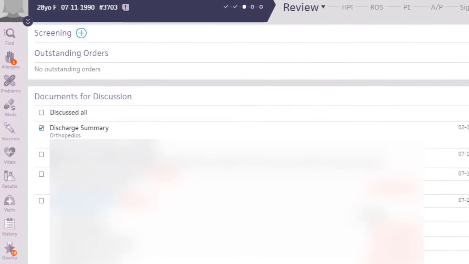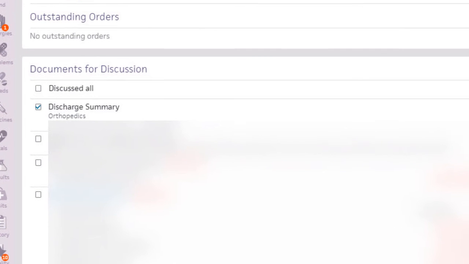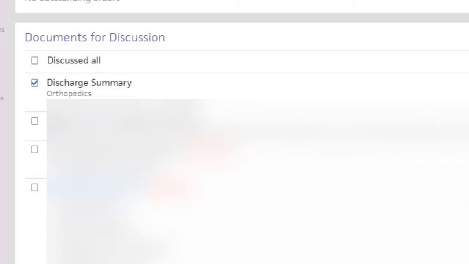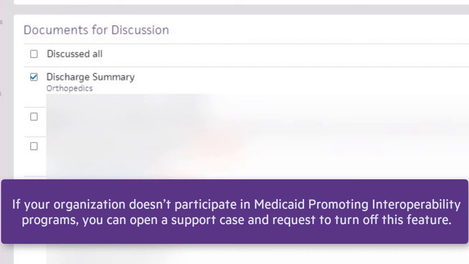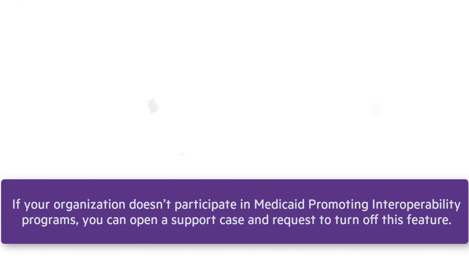The user will go to the Document for Discussion section of the exam and check off the document that pertains to the transition of care. Marking a transition of care document as discussed will satisfy the inbound Medicaid Promoting Interoperability Health Information Exchange Measure.